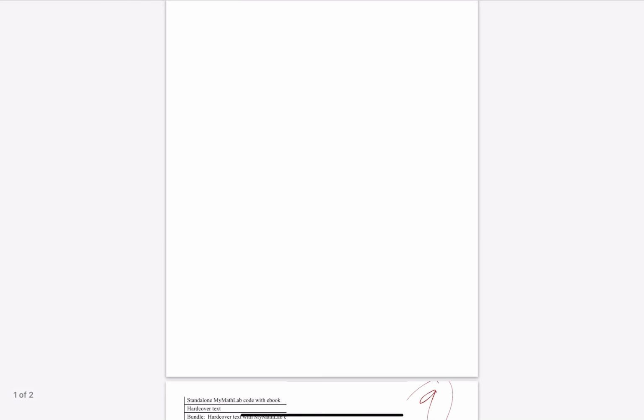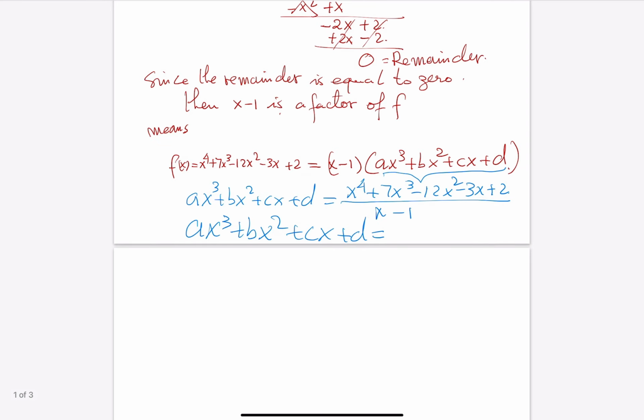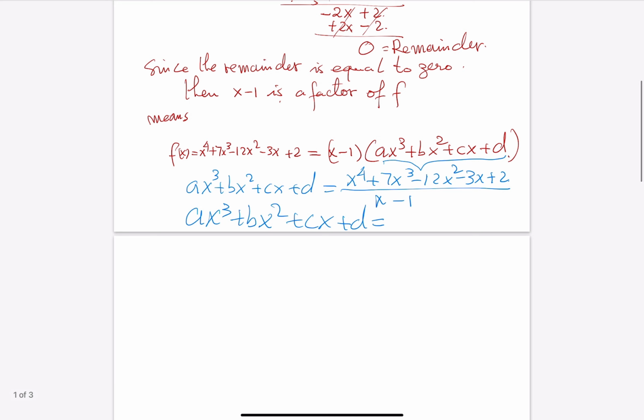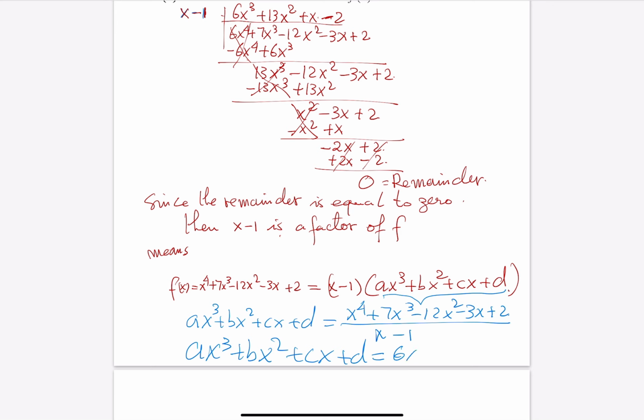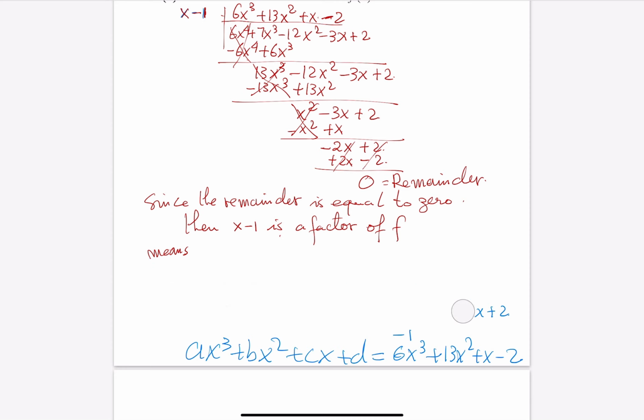So now you can go ahead and write down here: 6x to the third, and you have plus 13x squared, and you have plus x minus 2. Hopefully you understand. Okay. Everybody get it? So now let me just erase here, since now you understand where this one comes from. It's just the coefficient.